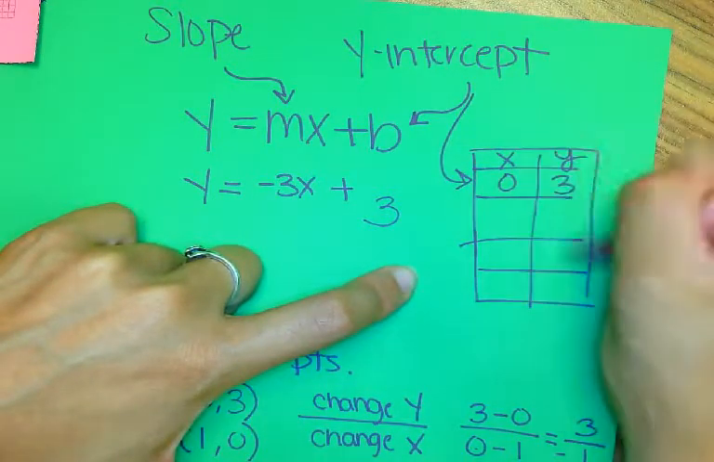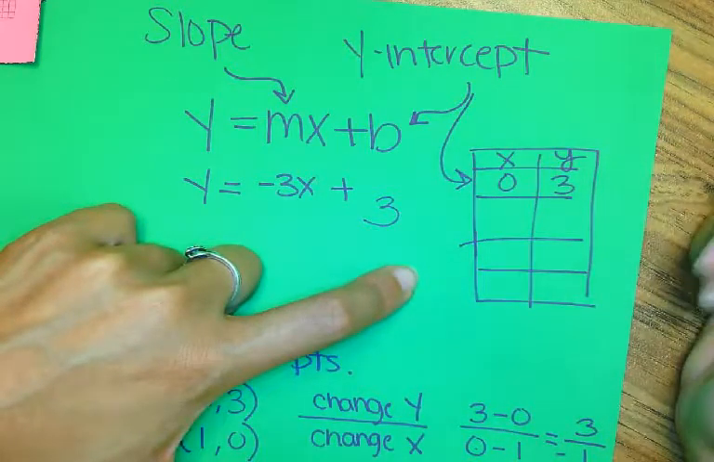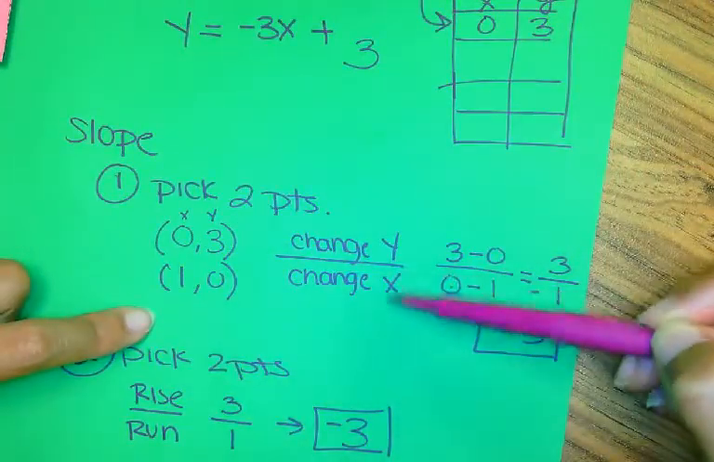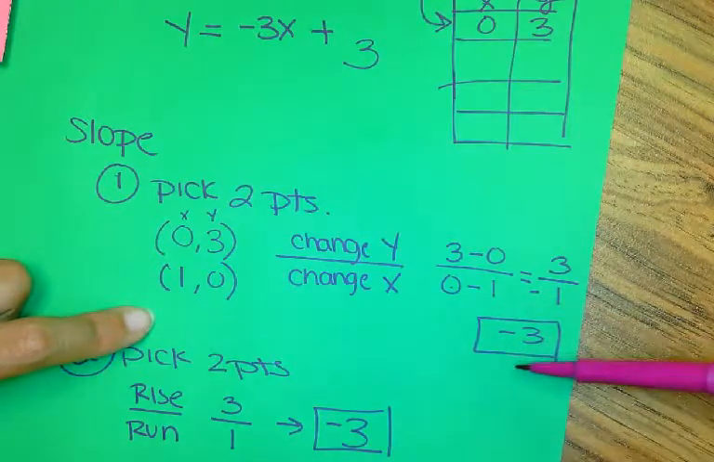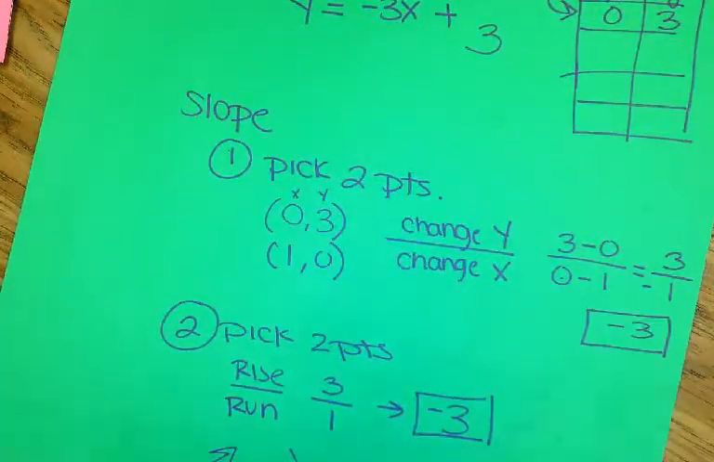Also, if they give you a graph or a chart and you need to find the slope, remember, pick 2 points, find the change in y, change in x, and then divide and simplify. All right? That should help you out enough. If you need additional help, let me know.